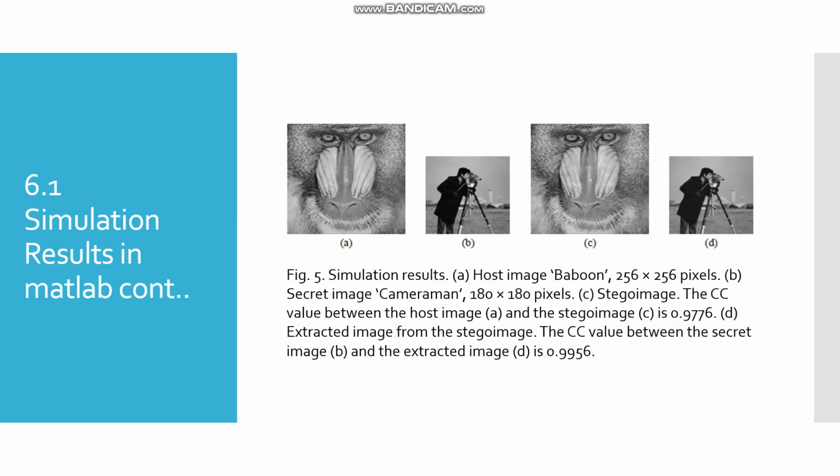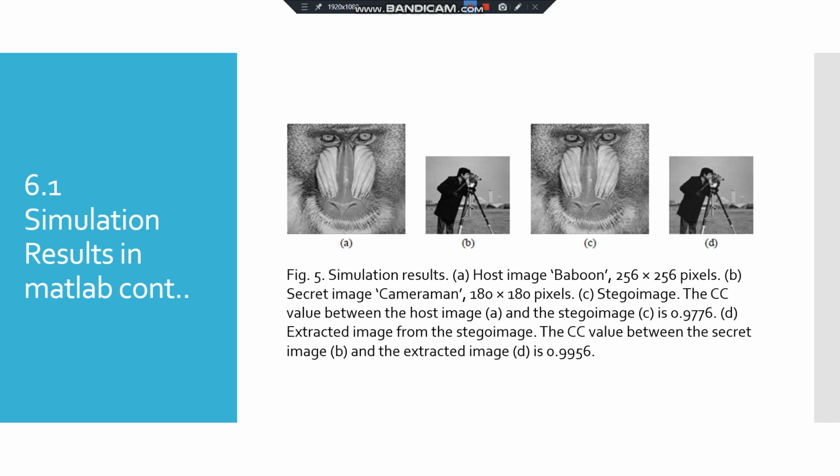Here, basically, they have performed the simulation in MATLAB. The first image, labeled A, is the host image. The image labeled B is the secret image, which has to be superimposed on the host image. The image C is the combination of the first and the second image, that is the stego image, and the image D is the extracted image, or the image that has been received back.